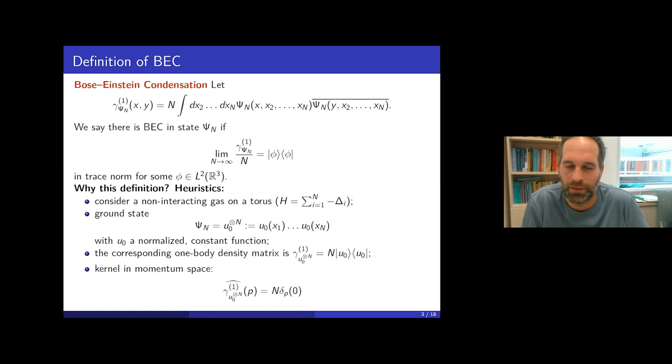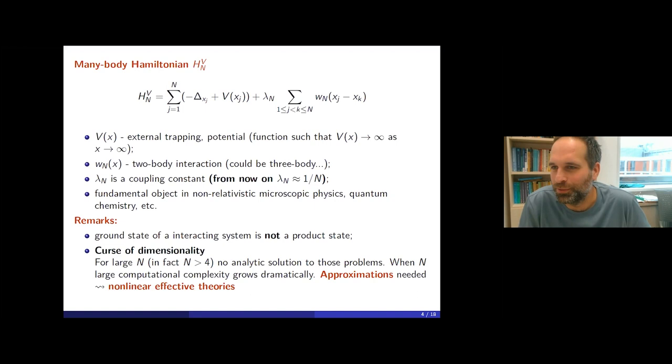Okay, and then of course we want to study a many-body system, so we introduce the many-body Hamiltonian. I write a very general form of the Hamiltonian: the non-relativistic many-body Schrödinger Hamiltonian. It has a one-body part, the kinetic operator, and there might be an external potential V, which, for example, describes trapping of the system. You can think of V being a harmonic trap or whatever.